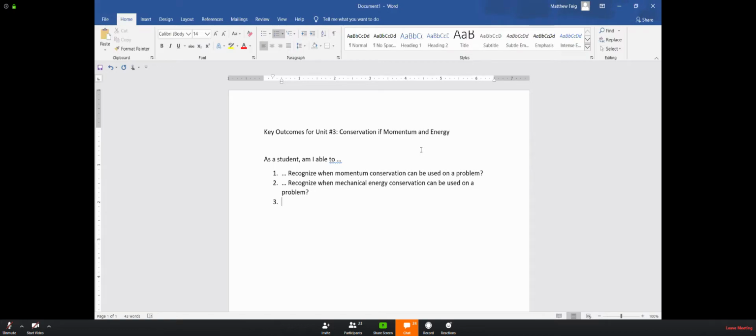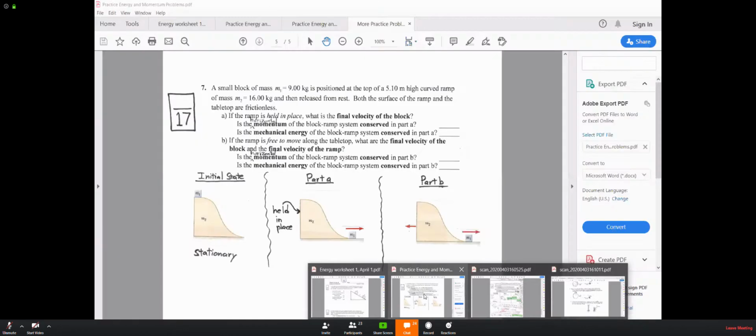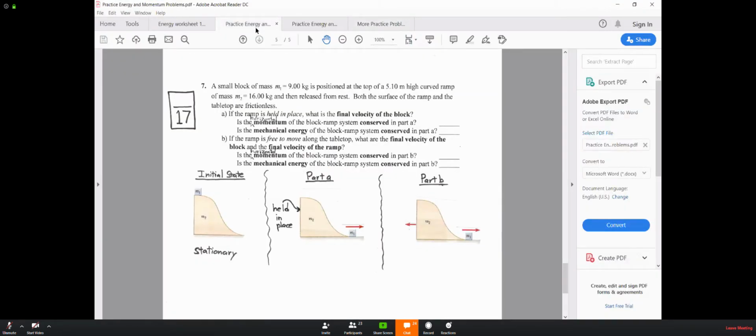I will also point you to this question right here, on the file called Practice Energy and Momentum Problems. The last question on this practice set, number 7, part B, both momentum and energy are conserved. Is the horizontal momentum of the block ramp system conserved in part A? You're supposed to say yes or no. Is the mechanical energy of the block ramp system conserved in part A? Yes or no? Same questions in part B.